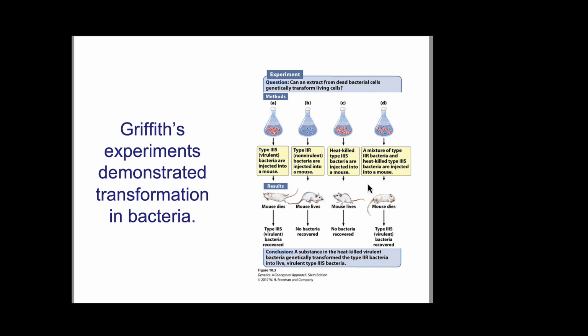But what's interesting is what they recovered. They recovered the virulent strain in the dead mouse, right? And so their conclusion was that a substance in the heat-killed virulent strain of bacteria genetically transformed the R bacteria into live or virulent bacteria. So there was some type of transformation, and this should not be a new term. We talked about this in chapter 9.